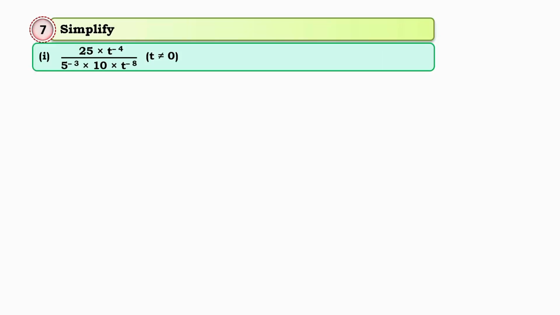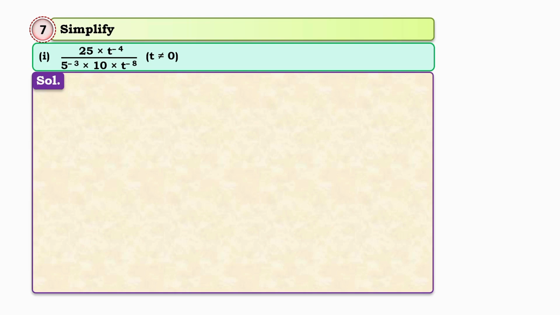Now next question. Simplify 25 into 10 to the power minus 4 divided by 5 to the power minus 3 into 10 into t to the power minus 8, where t is not equal to 0. Here t not equal to 0 is very important, because if the base is 0, whatever the power, it will always be 0. And 0 multiplied by any number gives you 0, so in this case the denominator will become 0, which is undefined. We know that we can't divide any number by 0. That's why t not equal to 0 is very important, and that's why it is mentioned.